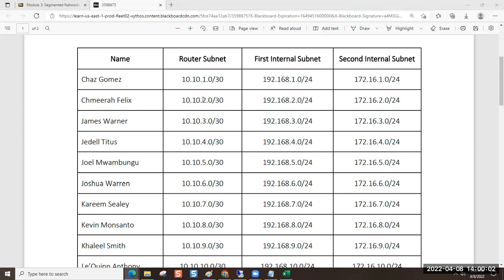Chmira is going to be using the .2. So the second network is going to be built by Chmira, and you're going to use Packet Tracer on your own laptop. And when you set up your own arrangement, you're going to be using .2, not .9 like in the video, but .2. James, you're going to use .3, .3, .3. Jadel, .4, .4, .4. Everybody see what I'm talking about? Joel, .5, .5, .5.